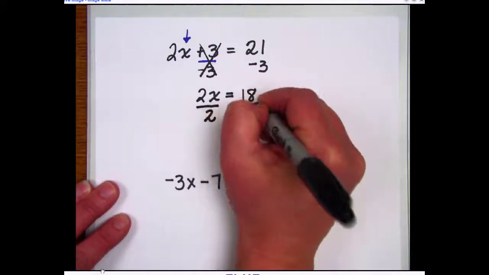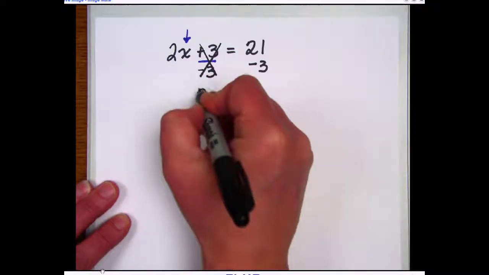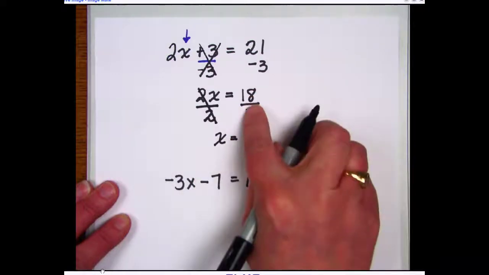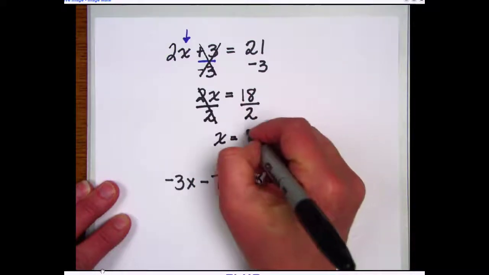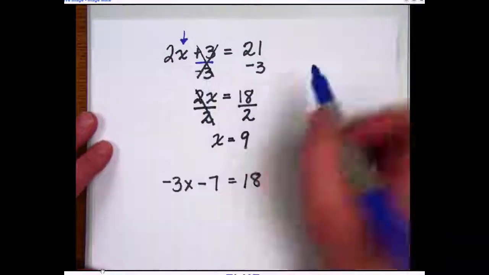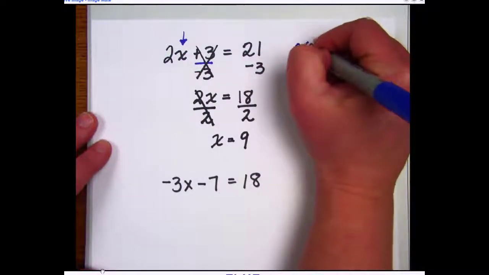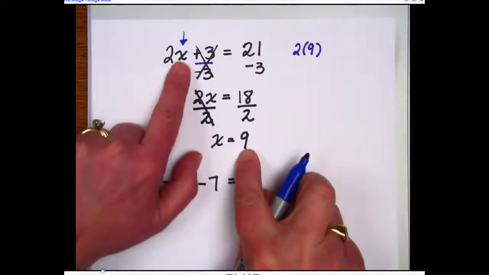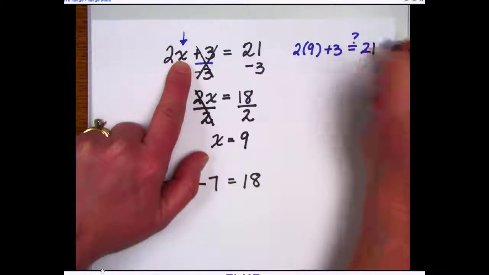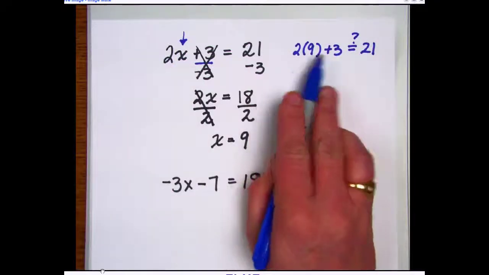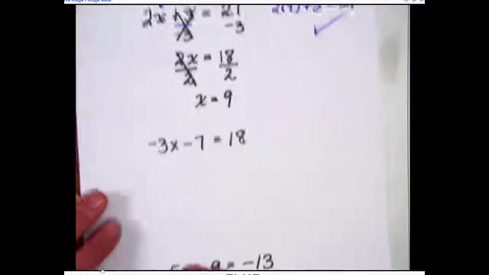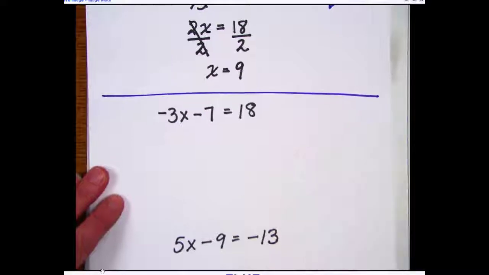Whatever I do on one side, I have to do on the other. The 2 over the 2 goes to 1, so I'm left with 1x. And on the right-hand side, 18 divided by 2 is 9. I like 9 today. All right, and again, we can check. Does 2 times 9, all I'm doing is plugging this in for my variable, plus 3, does that equal 21? Well, 2 times 9 is 18, plus the 3 is 21, so I know I'm correct. Let's go to example number 2.